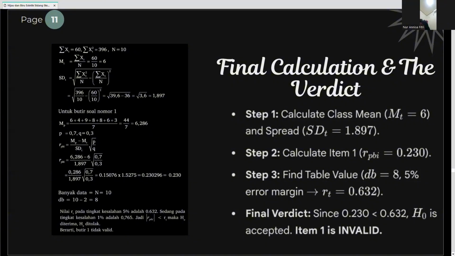So that's how the point biserial correlation helps us maintain the quality of our educational assessment. Thank you so much for your attention.